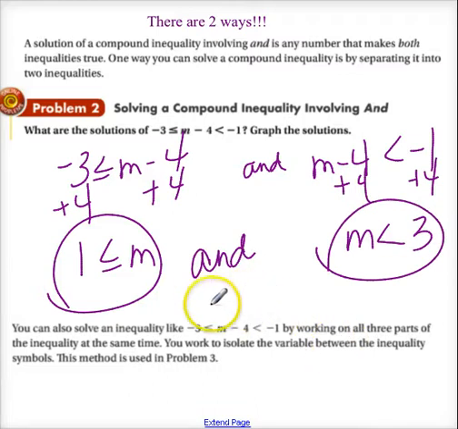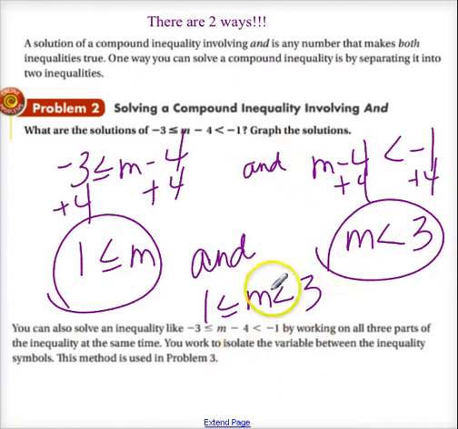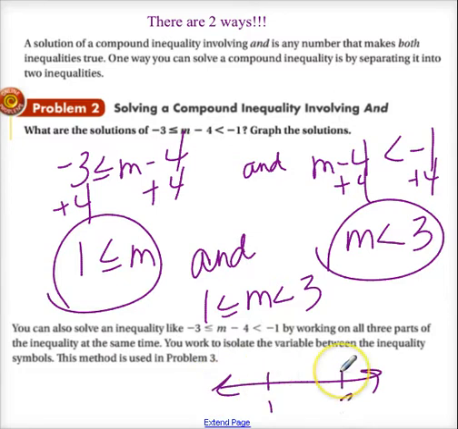I could also write this as a compound like this. And then I'm going to show you how to graph it. I'm kind of running out of room, so I'll do it down here. I can make my number line. I have my number 1 and 3, filled in circle, open circle, and their common ground, because m's greater and less. So there's my graph. So the first method is separating the two inequalities.